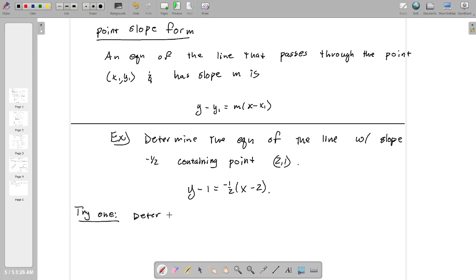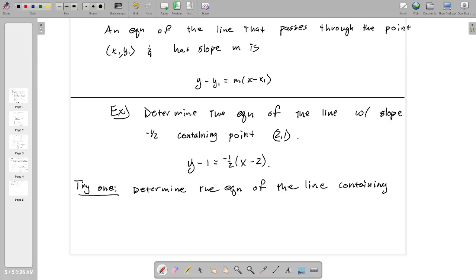Try one. Determine the equation of the line containing (-2, -4) and (1, 1). Now for this problem, you're going to need to find the slope first, because for the point slope form, we need a slope and a point. Here you're given 2 points, so you need to find the slope before you can actually plug into this equation.